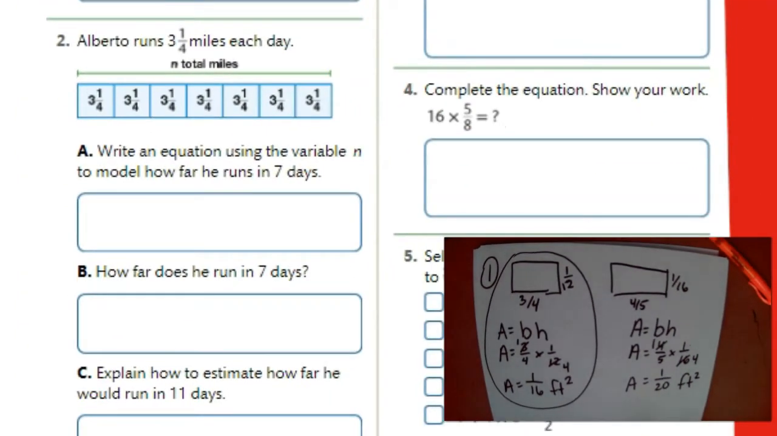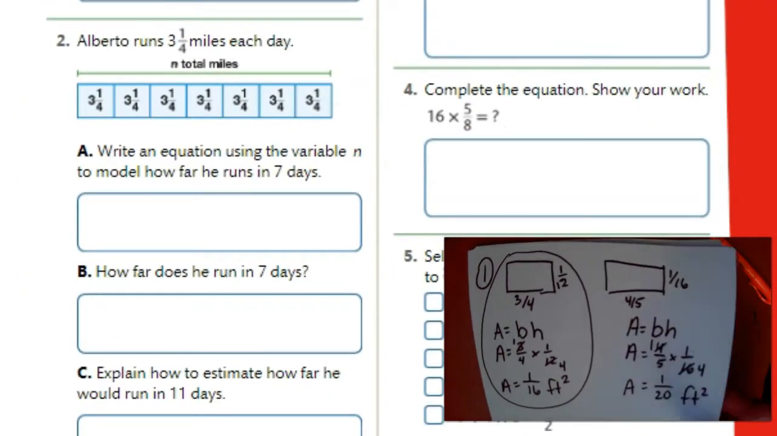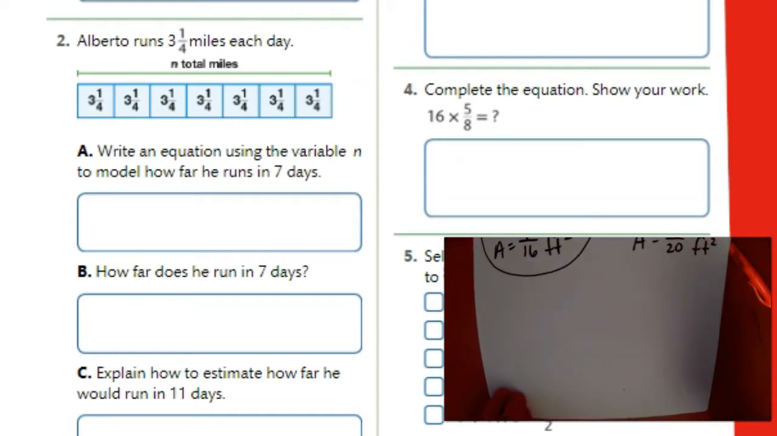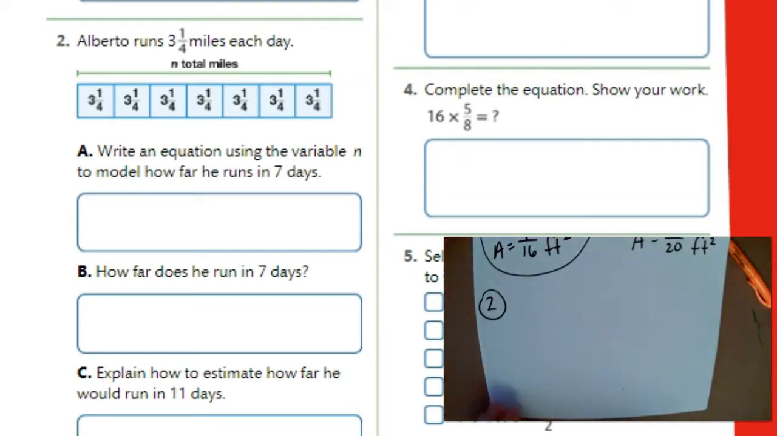Let me move on and let's take a look at number 2. Let's see if I can get this into the video screen. Here's number 2. It says Alberto runs 3 1/4 miles each day. It says N total miles, and there's 3 1/4 listed there 7 times.